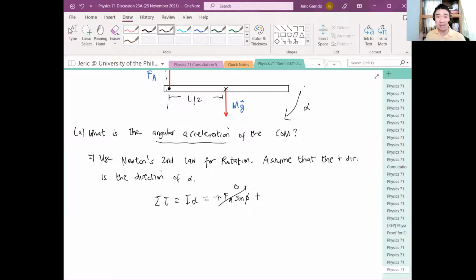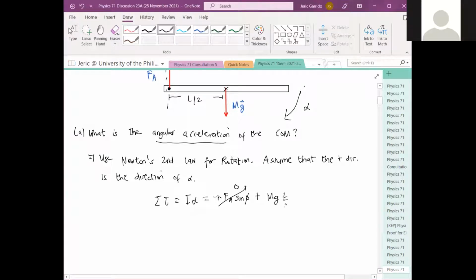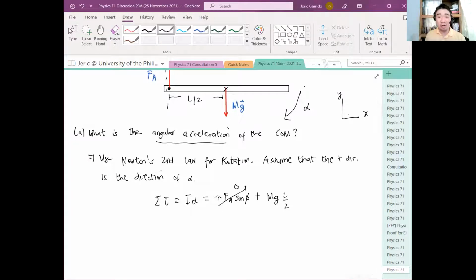Yun yung importansya ng notation na ginagamit ko, na yung direction ng alpha, yung direction ng angular acceleration, ang positive direction. Pero normally po ba ang into the paper is negative? Yes, kasi in our right-handed coordinate system, XYZ, out of the paper ang positive. But I will be using a coordinate system where the direction of alpha is positive because I can always do that. Para lang hindi nakakalito. Sige. So we have mg times L/2 times sine. What is that sine? Ano yung angle between the lever arm and the force?